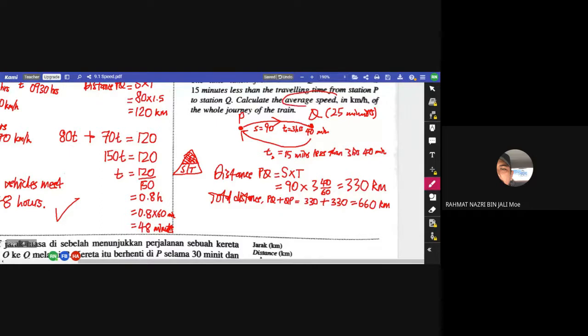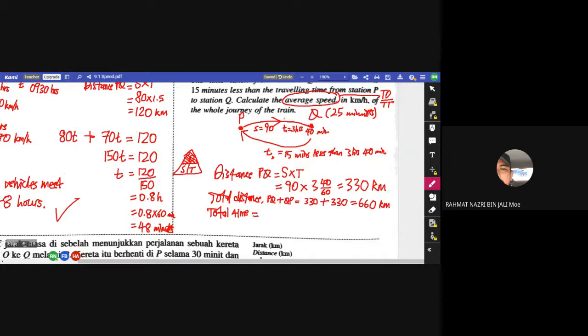Okay, average speed is equal to total distance divided by total time taken. So total distance kita dah figure out, 660. Sekarang kita cari total time. Total time pula. Total time taken.